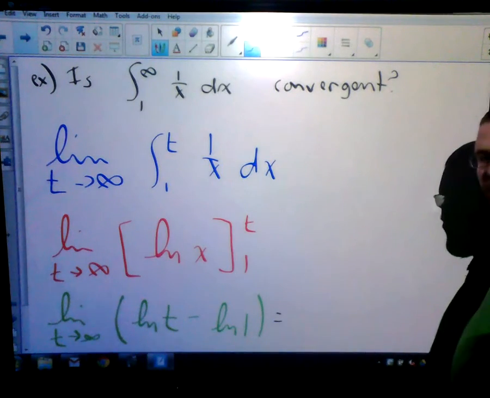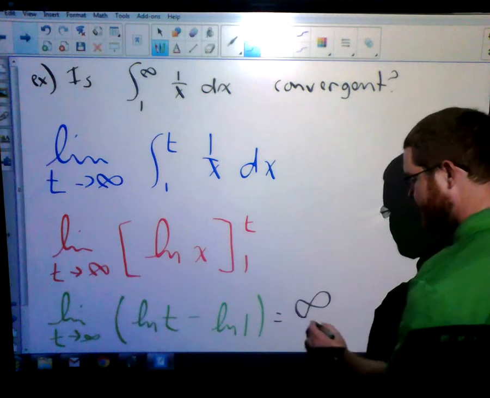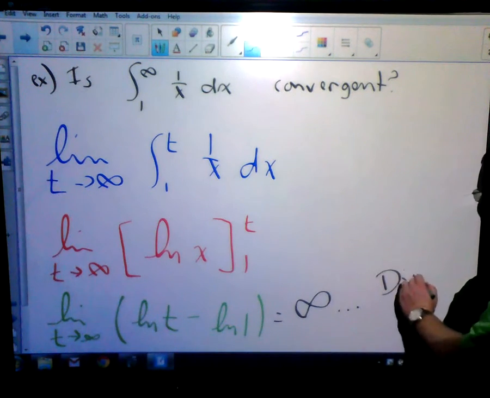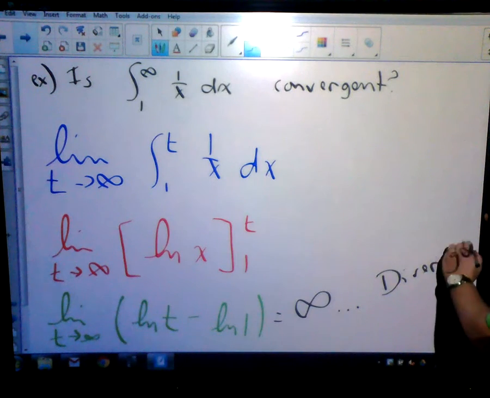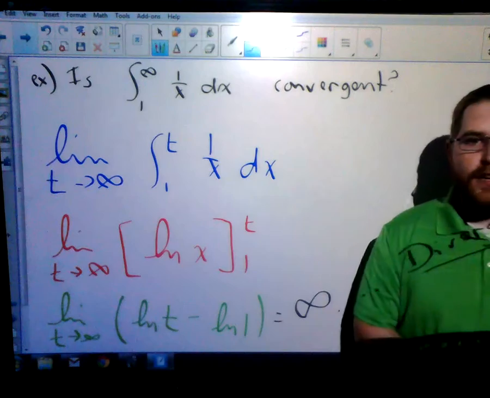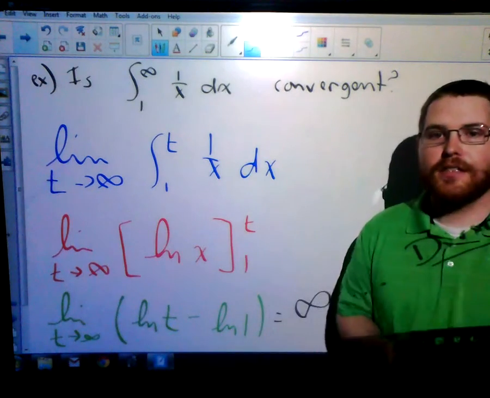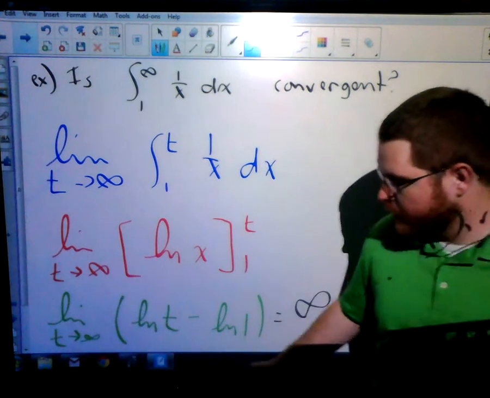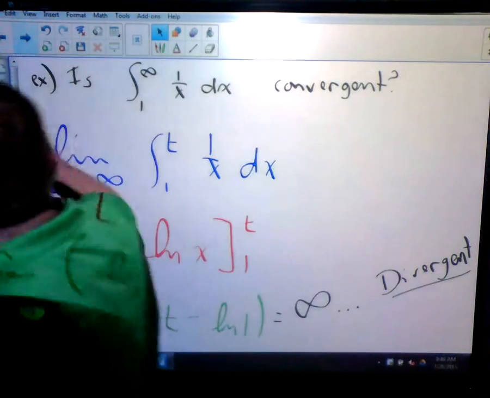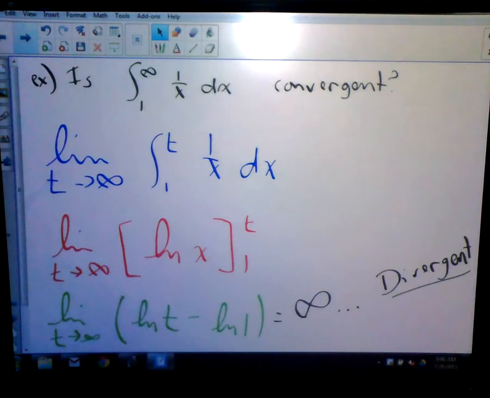But what is the natural log of infinity? It's infinity. Once you get infinity, you can stop. This answer is divergent. It does not converge. No matter what happens, once you get infinity, you can stop, because infinity doesn't work with anything else. Now be careful, 1 over infinity is 0. So 1 over x is divergent. 1 over x squared was convergent, and we'll talk more about that in chapter 8.